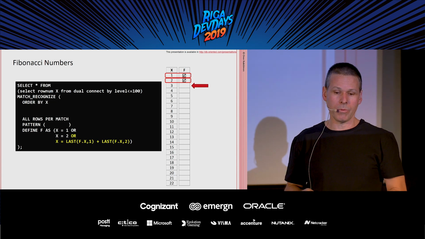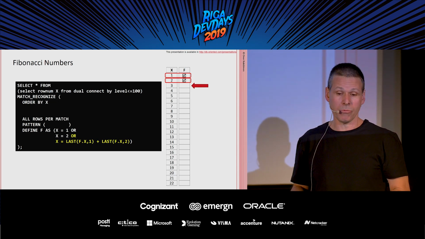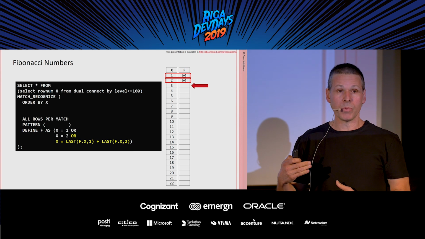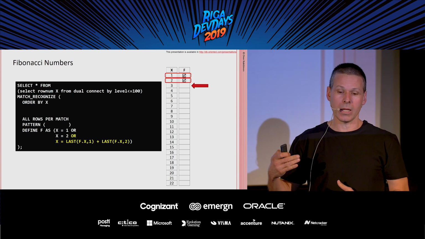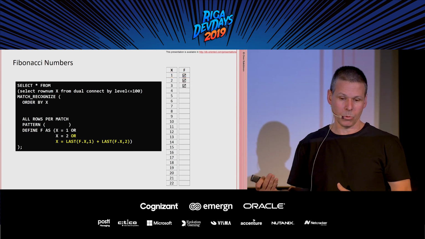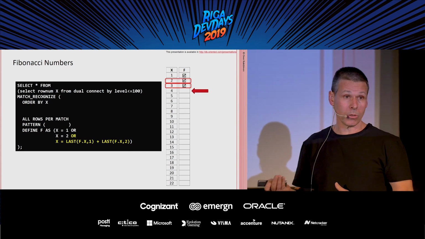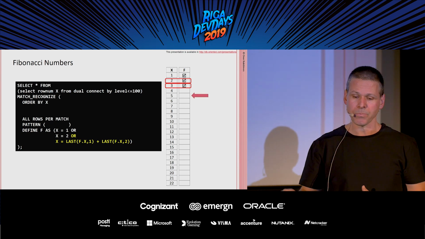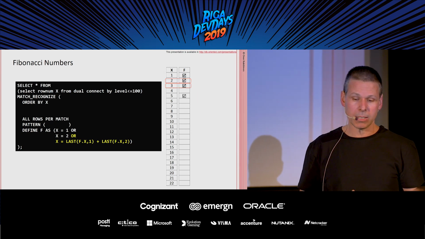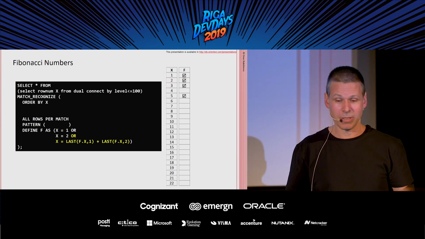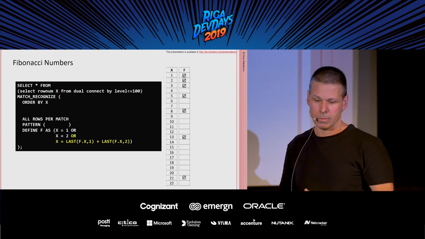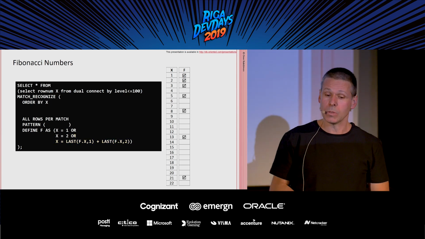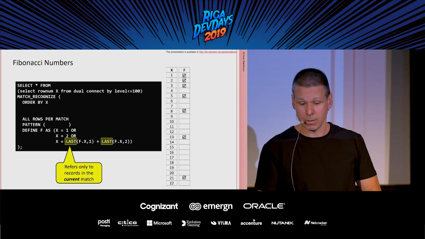So 3, for example, is an F because the last F before it was 2, and the next to last was 1. 3 equals 2 plus 1. And 4 is not a Fibonacci because the last F before it was 3, and the next to last was 2. And 5 is a Fibonacci for the same reason, right? And so on. And now to the tricky part.